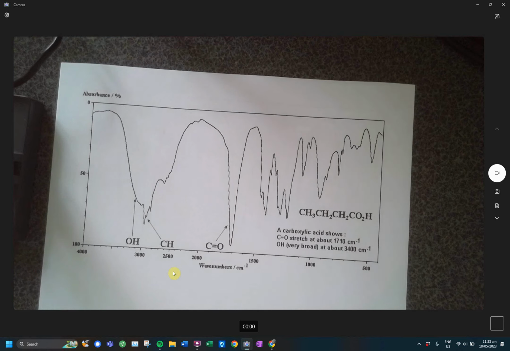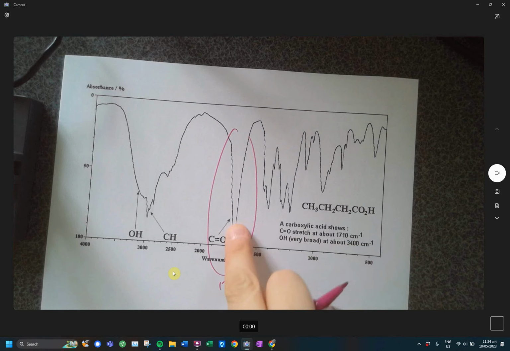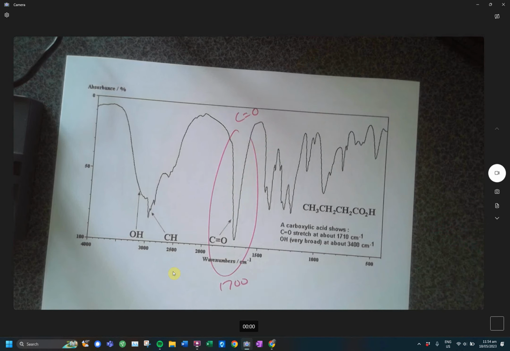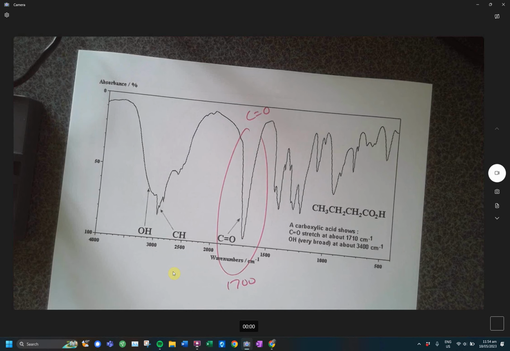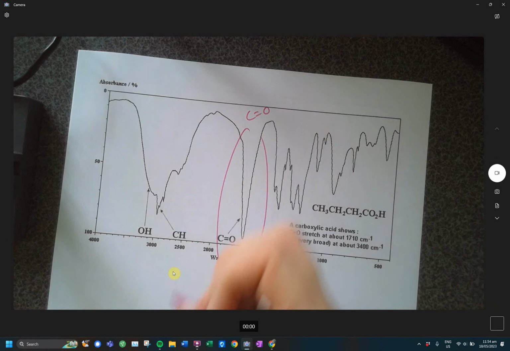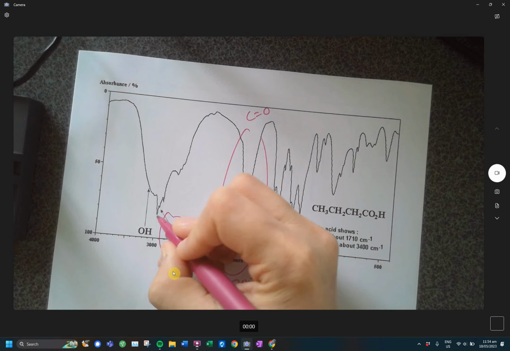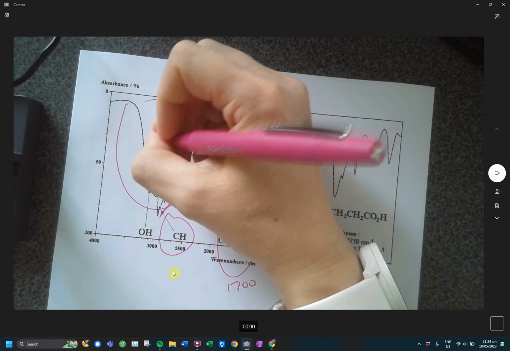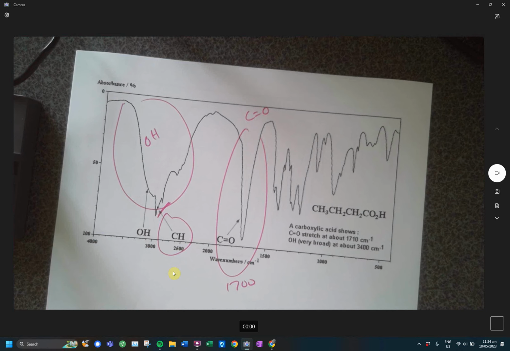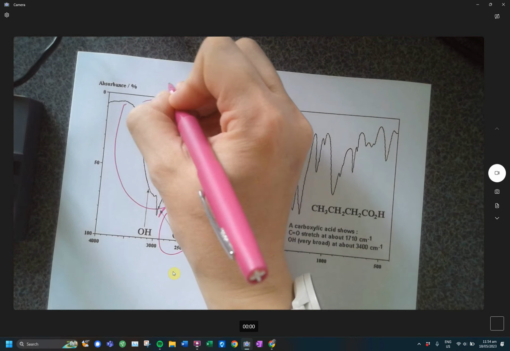All right. This one here, you see how again at 1700 I have a peak? So that's my carbonyl. This is probably the hardest spectra to understand. All right, again, we use our CH as a reference point. So that's this right here. And then this big trough is my OH. So something with a carbonyl and an OH, that is a carboxylic acid.